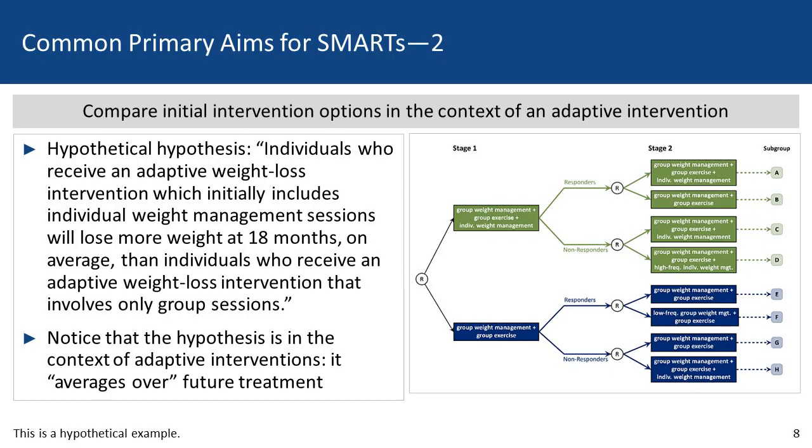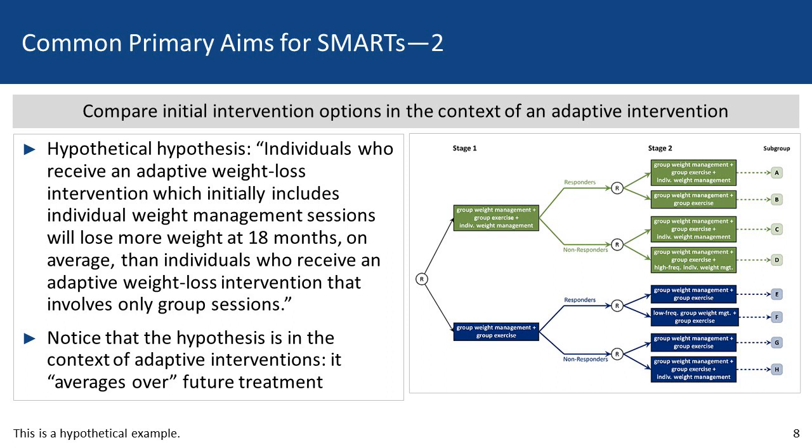In the context of this comparison, a hypothetical hypothesis here might look like the following. Individuals who receive an adaptive weight loss intervention, which initially includes individual weight management sessions, will lose more weight at 18 months on average than do individuals who receive an adaptive weight loss intervention that involves only group sessions.